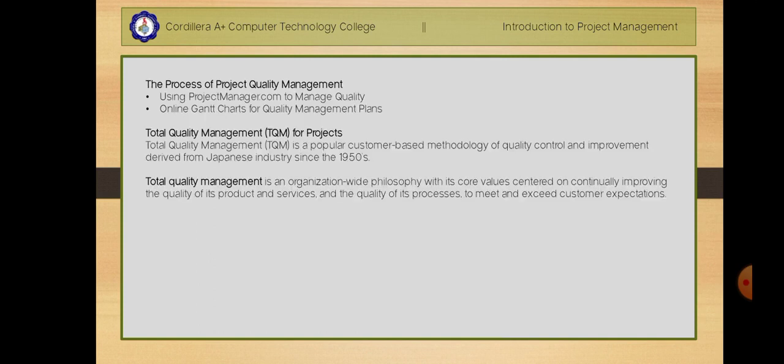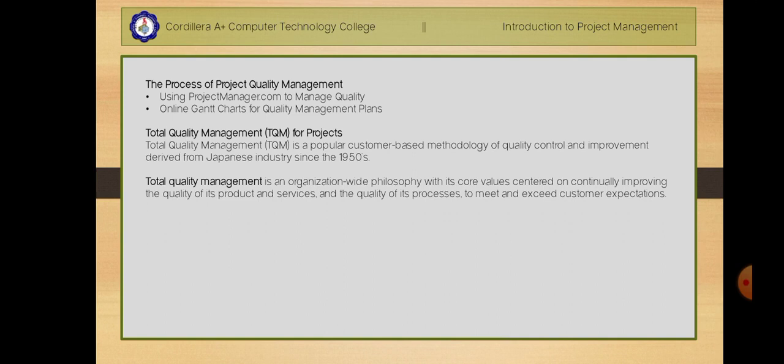Okay, so next is we have the process of project quality management. Managing the process of quality management involves many things, such as setting quality targets for your team to meet, and then of course defining how to measure those quality targets and reporting on them. Project management tools can prove helpful with this.